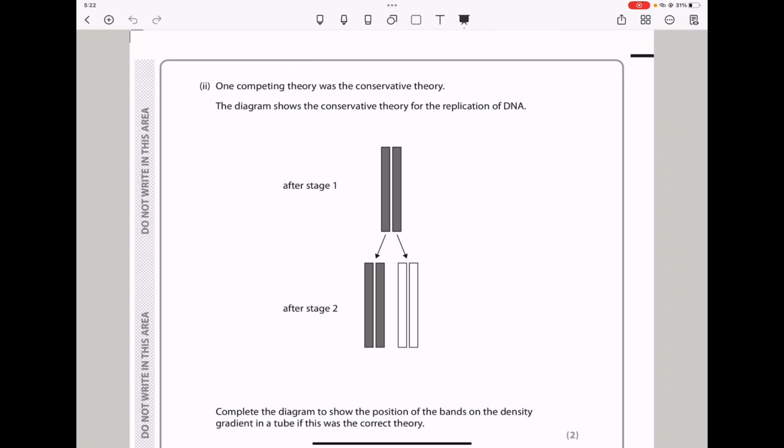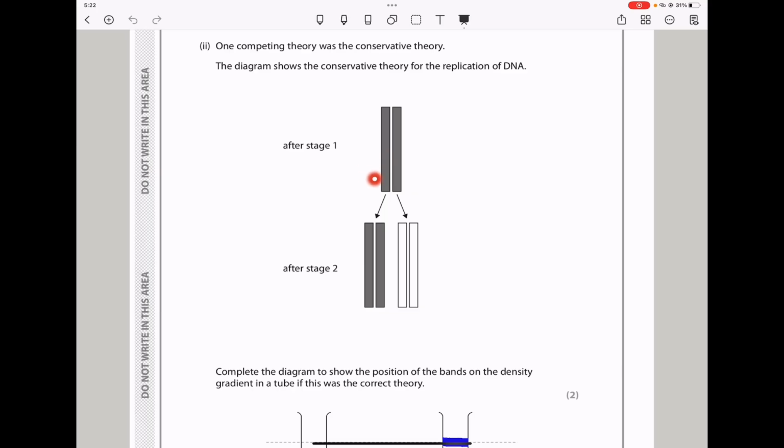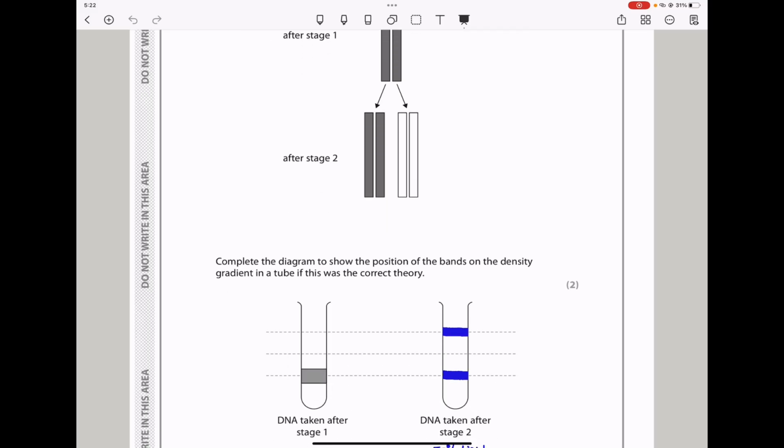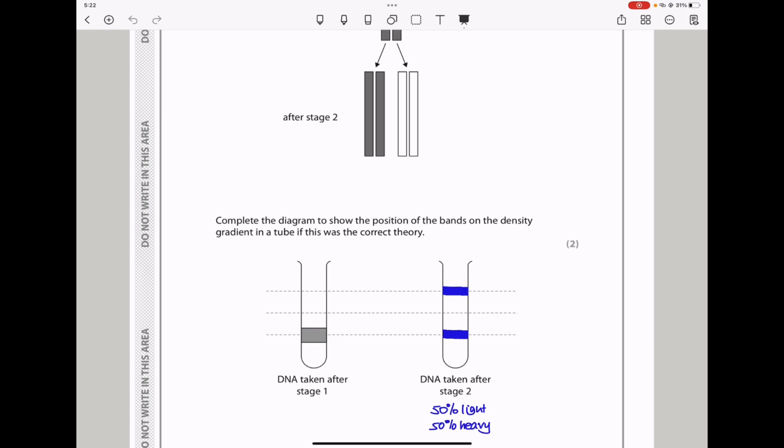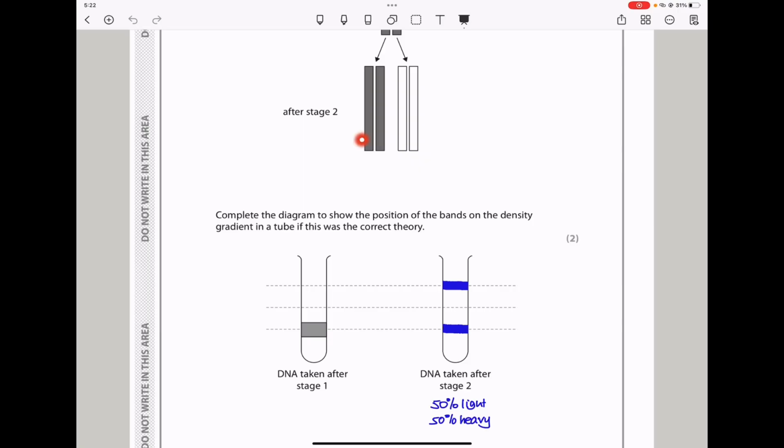Moving on. One competing theory was the conservative theory. The diagram shows the conservative theory for the replication of DNA. Here we can see 100% heavy, and then we see 100% heavy, and the other is going to be 100% light. So they say complete the diagram to show the position of the bands on the density gradient in a tube if this was the correct theory. If this is the correct theory, then we're going to have, like I said, 100% light and 100% heavy. There is no mix, so we'll see the percentage is going to be that as well as that. The percentages, which is 50-50, if you add them together, they create 100%, which will be the same size. So 50 here and 50 there.